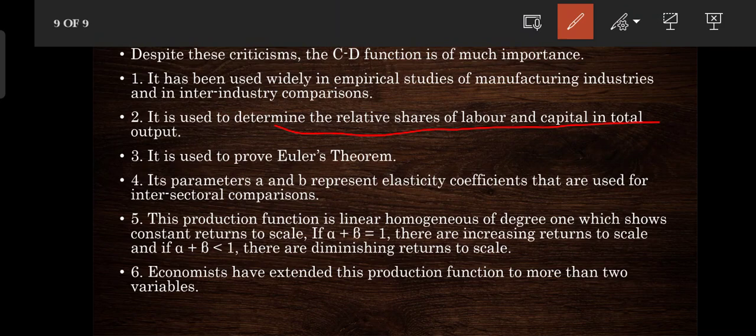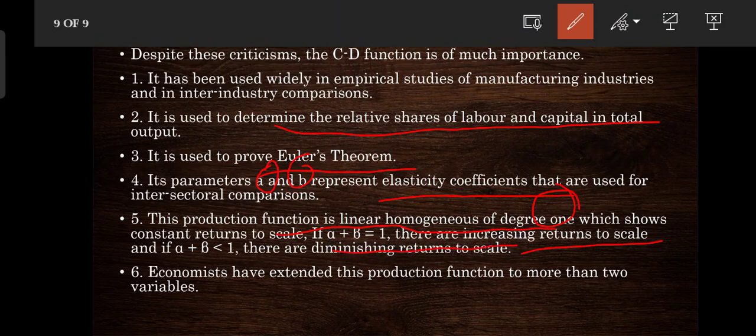And it is very necessary to prove Euler's theorem. Then the fourth one is that its parameters alpha and beta represent elasticity coefficients that are used in intersectoral comparisons. When we want to compare two sectors, we need elasticity coefficients, so alpha and beta represent that. Then the fifth one is that the production function is a linear homogeneous function of degree 1, which shows constant returns to scale. That is already discussed. If alpha plus beta is greater than 1, there is increasing returns to scale, and if alpha plus beta is less than 1, there is diminishing returns to scale.